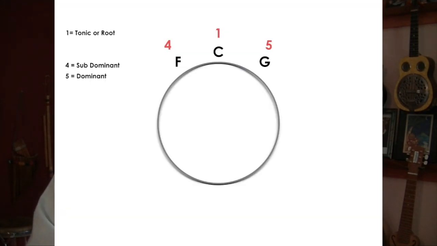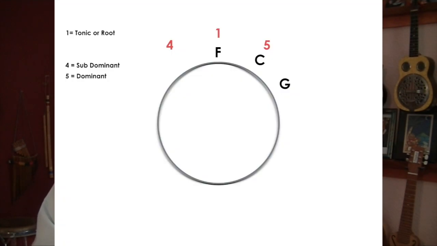Notice something. The F is the 4 of C, but C is the 5 of F. Why? Well, because there's 8 notes in the scale, and if you go from C, D, E, F, that's only 4, but if I go F, G, A, B, C, that's 5. So one of the rules of the circle of fifths is the 5 is to the right and the 4 is to the left.